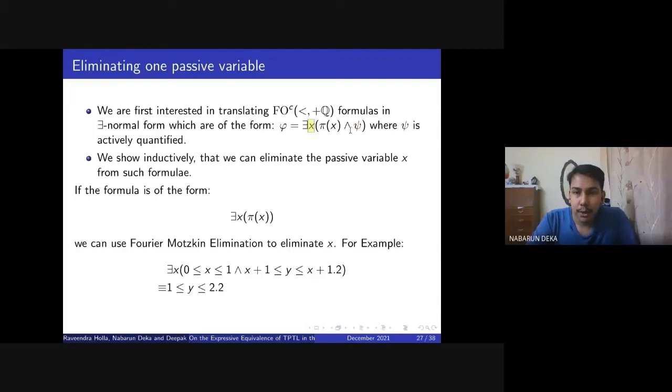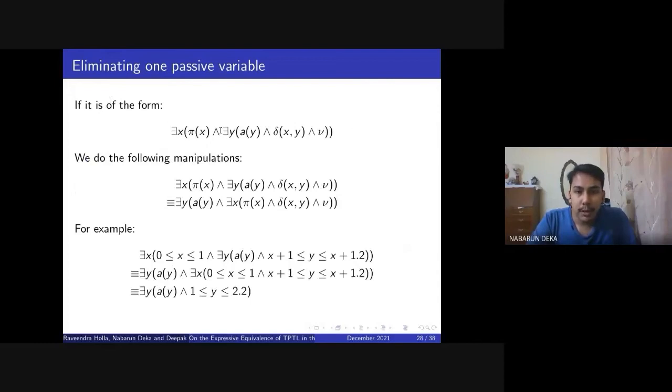So suppose psi was true. This is the simplest formula of this form we can have. In this case, phi is of the form there exists x pi of x. We can again use Fourier-Motzkin elimination here to eliminate x. This is the same example we looked at earlier, where once we eliminated x, we got y between 1 and 2.2.